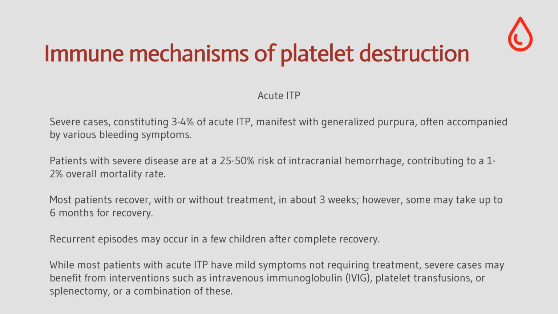While most patients with acute ITP have mild symptoms not requiring treatment, severe cases may benefit from interventions such as intravenous immunoglobulin, IVIG, platelet transfusions, or splenectomy, or a combination of these.